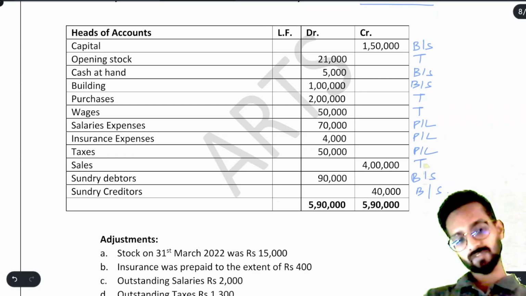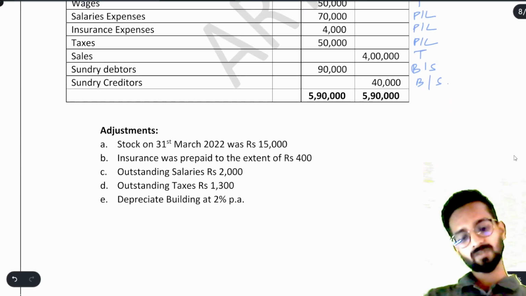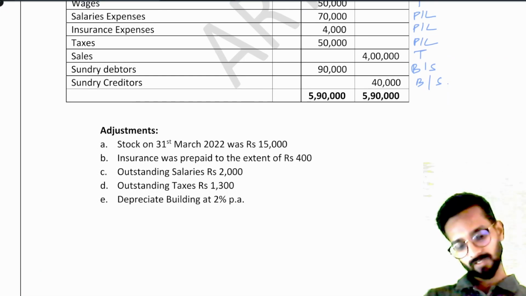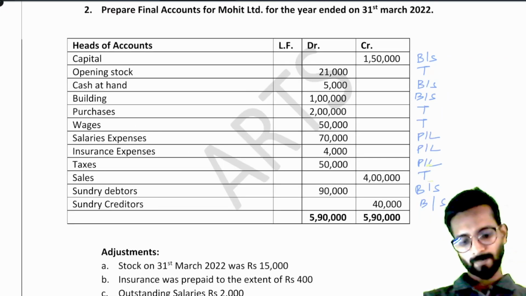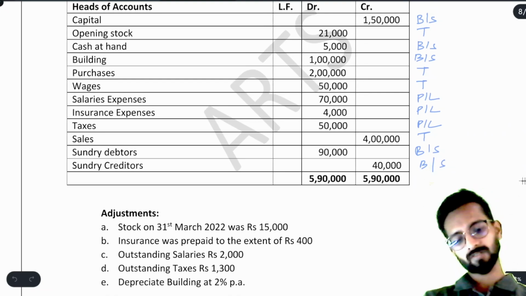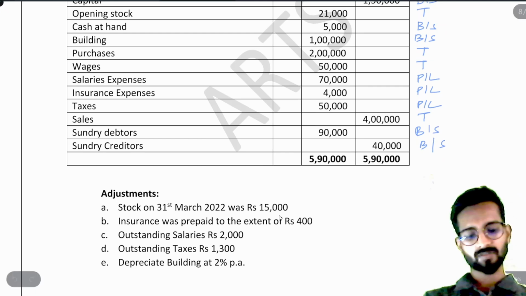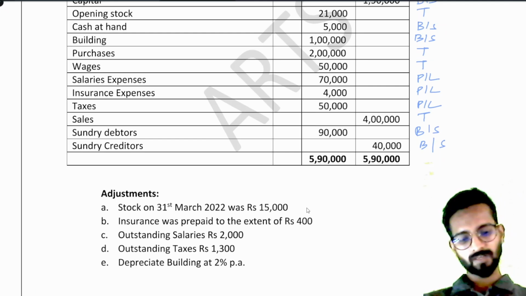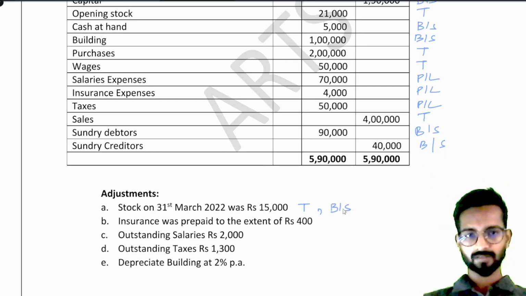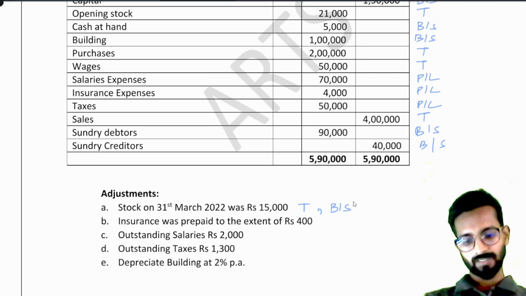What are the adjustments? Please focus. Adjustments are very, very important. Adjustment number 1 says, just a second. Understand, whenever adjustments are given, first we will solve the adjustments. What is the first adjustment? Stock on 31st March was 15,000. It means this is the closing stock. Where will it appear? It will appear in the trading account and balance sheet. Trading account credit side, balance sheet on the asset side.